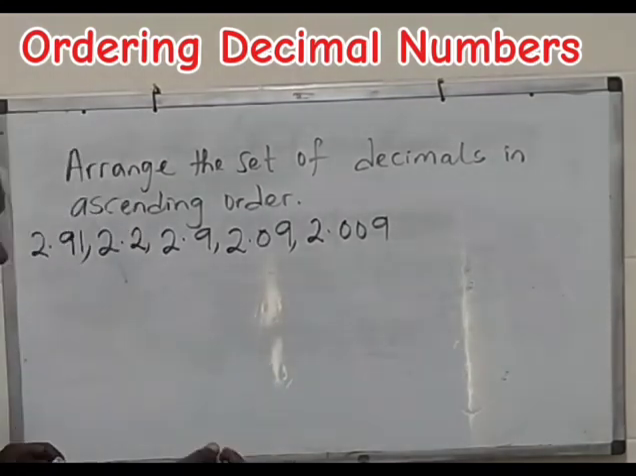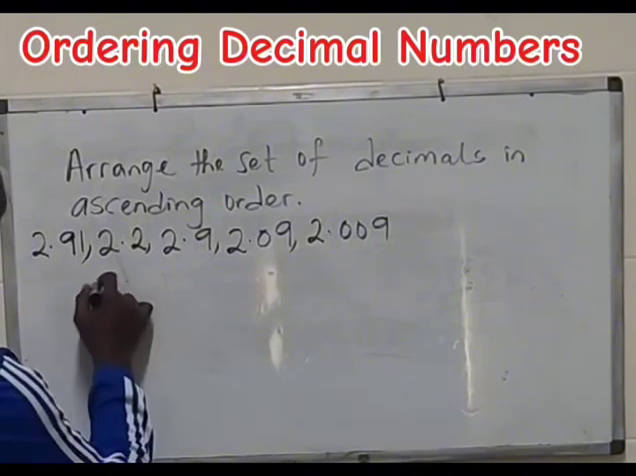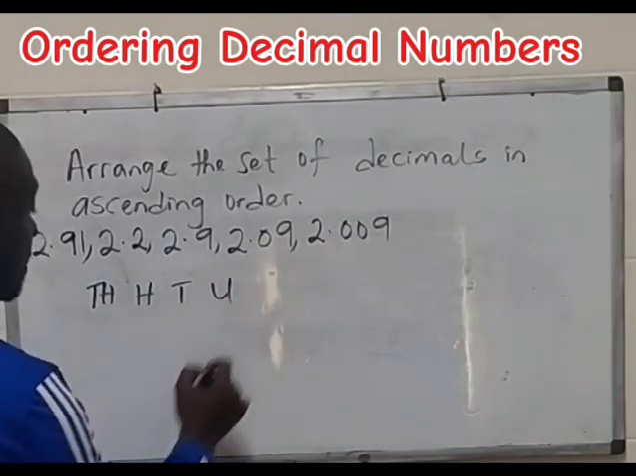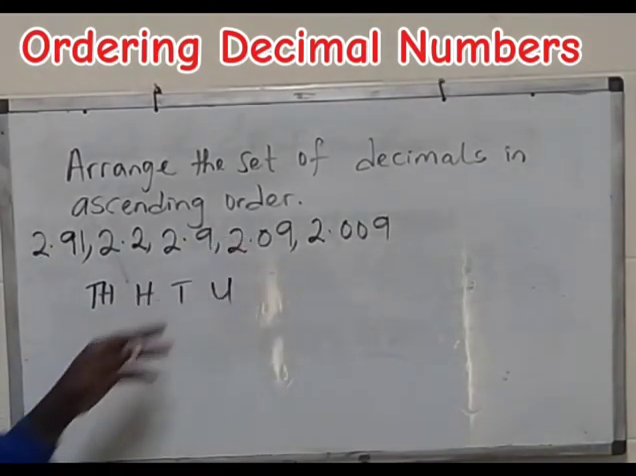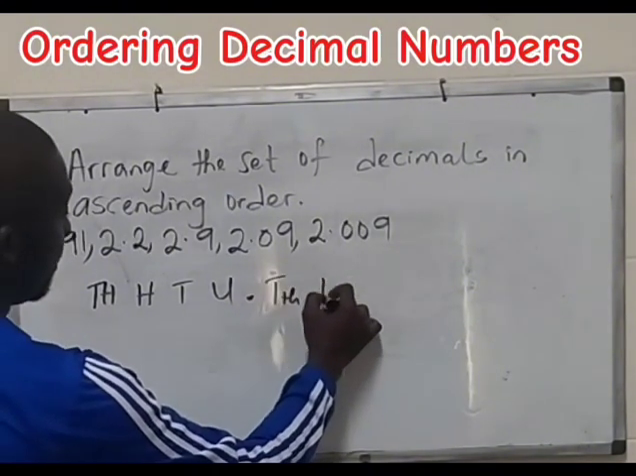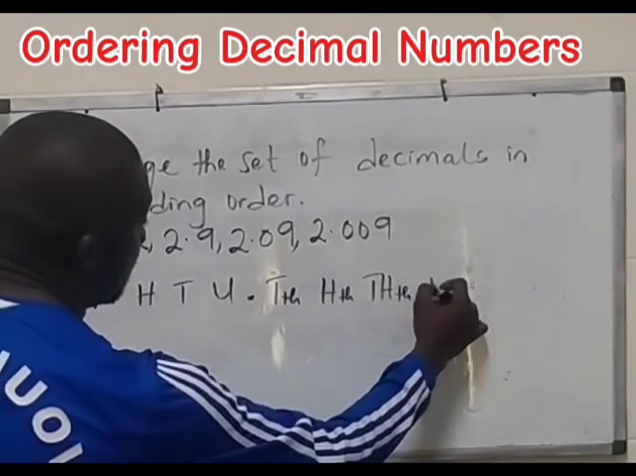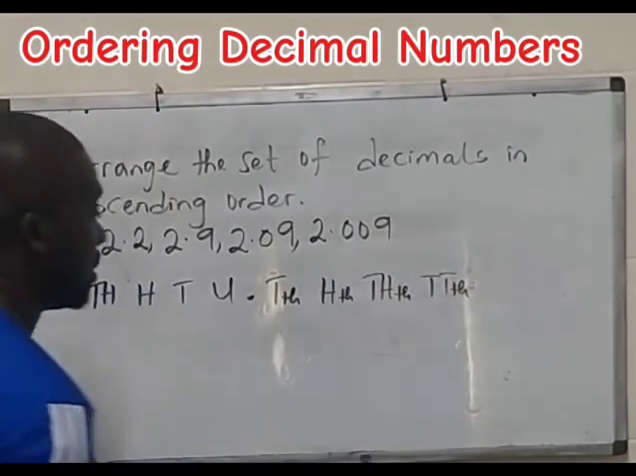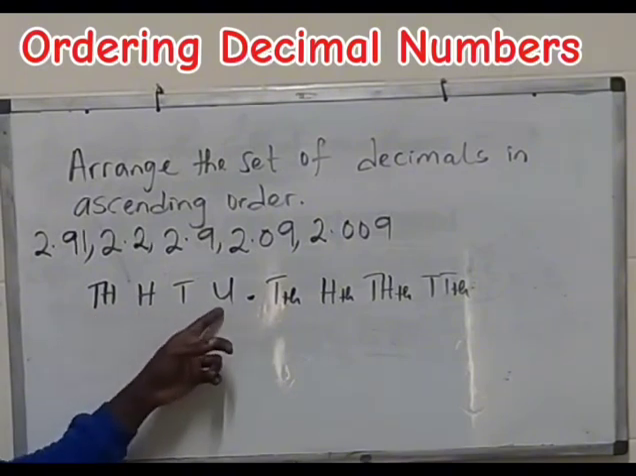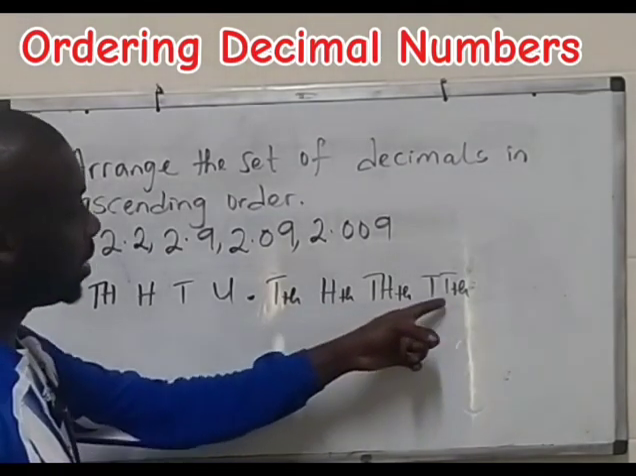First and foremost, let's draw out the place value. We have 1000, 100, tens, units. Now because we have decimal points here, we are going to introduce our tenths, hundredths, thousandths, and ten-thousandths. So before the decimal point we have 1000, 100, tens, and units, and after the decimal point we have tenths, hundredths, thousandths, and ten-thousandths.